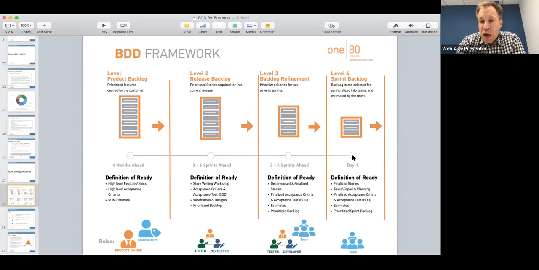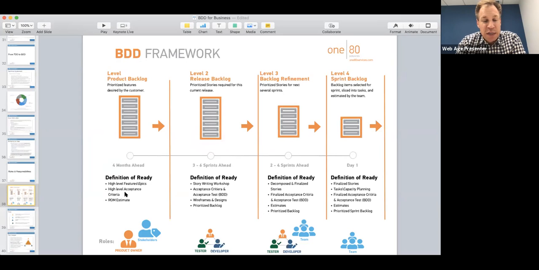I also put some samples of how far out you should be planning, right? If this is day 1 of a sprint, then 2 to 4 sprints ahead of time, you would be doing backlog refinements. 3 to 6 sprints out, you'd be doing release planning. And these are just samples. So you can take this and kind of recreate it if you want and add your own time frames. Product backlog refinement would be 4 months ahead.